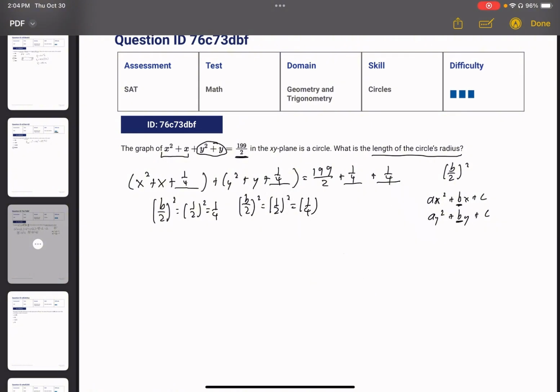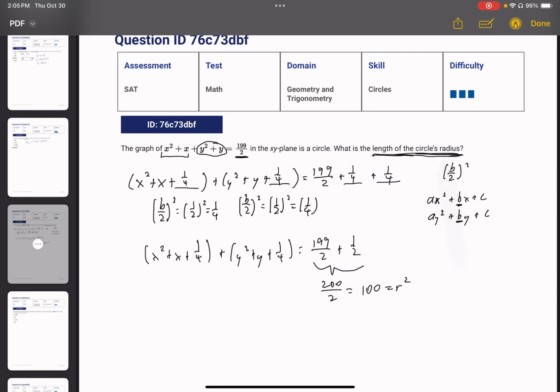And now we simplify this, so we get x squared plus x plus 1/4 plus y squared plus y plus 1/4 is equal to 199 over 2 plus 1/4 plus 1/4, which is 1/2. So on this side, we simplify and get 200 over 2, which is equal to 100. And remember, this is equal to the radius squared. What are we looking for? Only the radius. So the radius is going to be equal to plus or minus the square root of 100, r is equal to plus or minus 10.